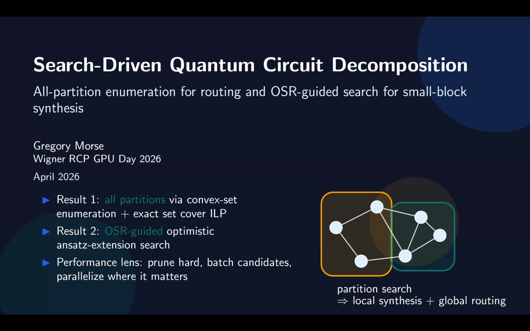One is about all partitions. This is the first result that was gained. These are not necessarily in order of how impressive the results are. This is more of a mathematical result. And then there is this OSR-guided optimistic ensemble extension search.